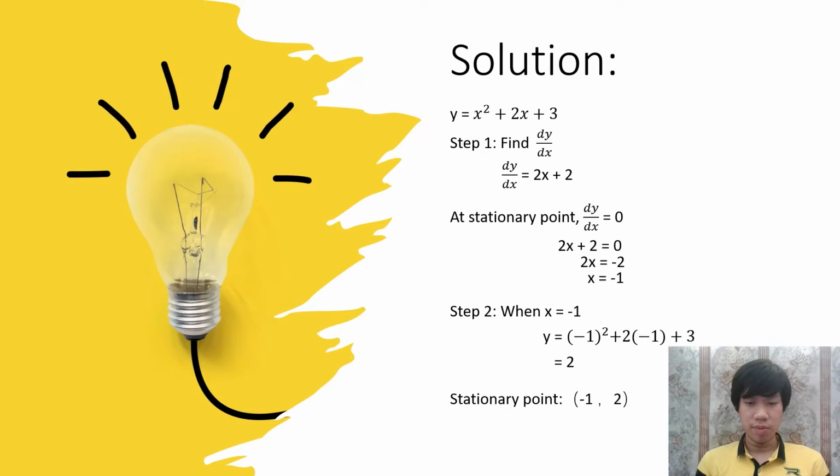Step 2. When x equals minus 1, we can insert x into the equation y equals x squared plus 2x plus 3. So y equals (minus 1) squared plus 2 multiply minus 1 plus 3. So we get y equals 2. So we get the answer. The stationary point of y equals x squared plus 2x plus 3 is (minus 1, 2).